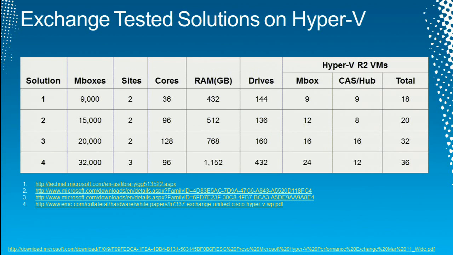And again, a bit more information about that, some of the relevant links. So solution 1, 9,000 mailboxes, right up to solution 4, which was over 32,000, across different sites with different levels of resiliency, because if you're going across split sites, obviously your design considerations are slightly different.